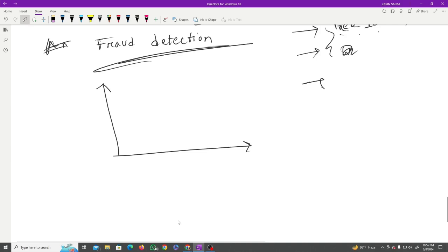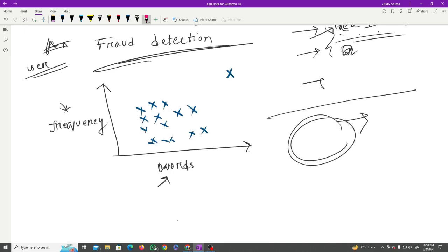So suppose after doing that, you're taking the users' frequency of comment and the words they're using in their comment. And you have some data like this. Suppose you have a few data points that are very high in frequency, and the word is also very high.